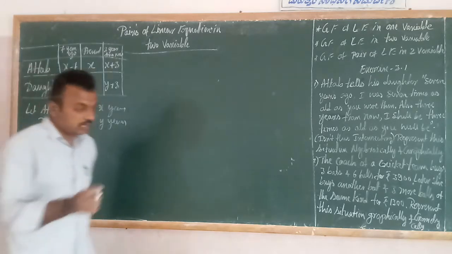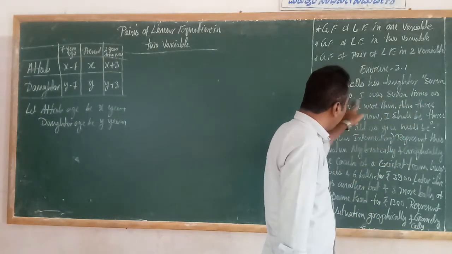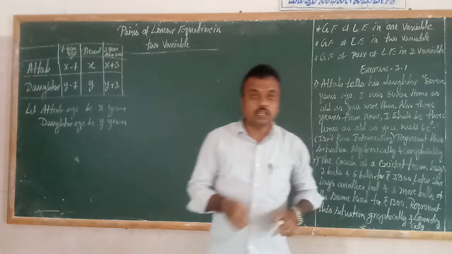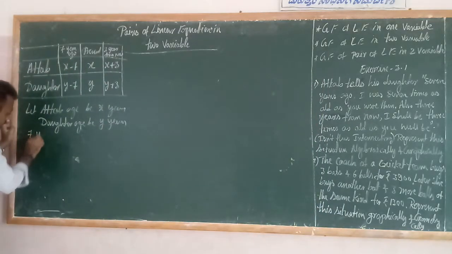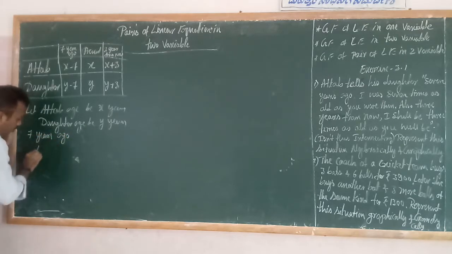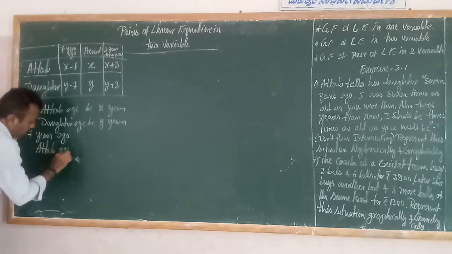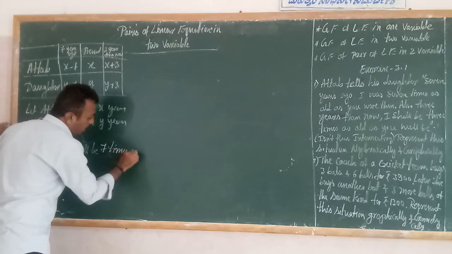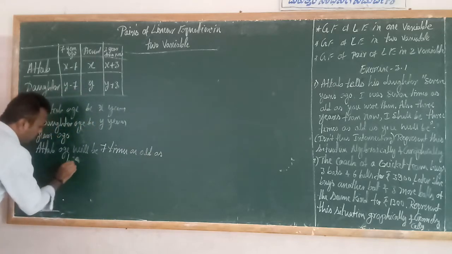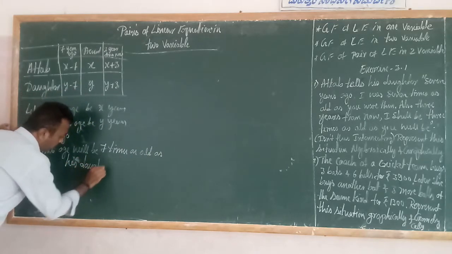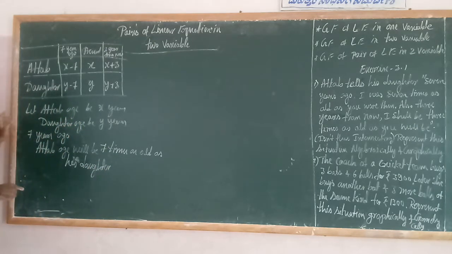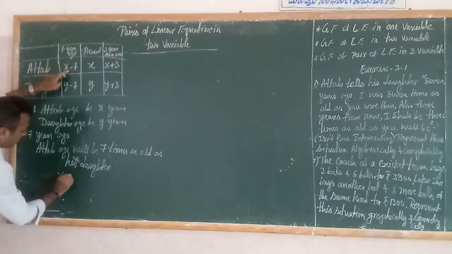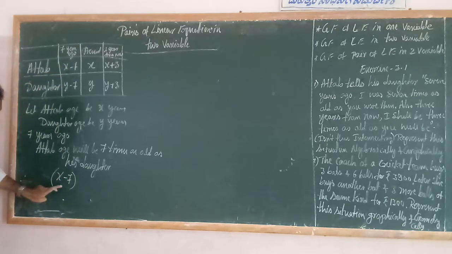Yes. Now, what is the first condition? There are two conditions out there. What is the first condition? 7 years ago, I, means Aftab, was 7 times as old as you were then. You were then means daughter. Yes. 7 years ago, Aftab's age will be 7 times as old as his daughter. Right? Yes. 7 years ago, what is Aftab's age? x minus 7. This is the age of Aftab.